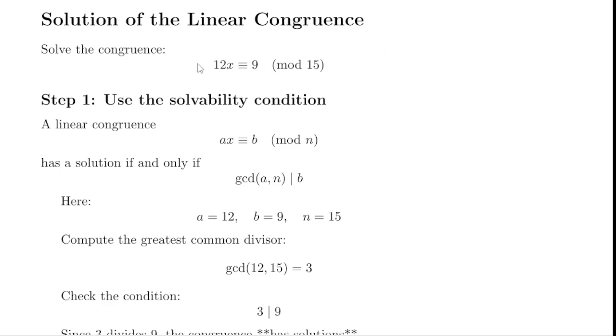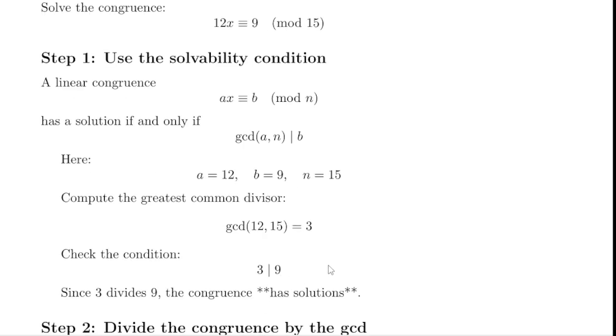In this video, we want to solve the congruence 12x is congruent to 9 mod 15. There's going to be a solution if and only if the GCD of a and n divides b. So in our case, the GCD of 12 and 15 divides 9. And that is true because 3 divides 9. So this is going to have solutions.